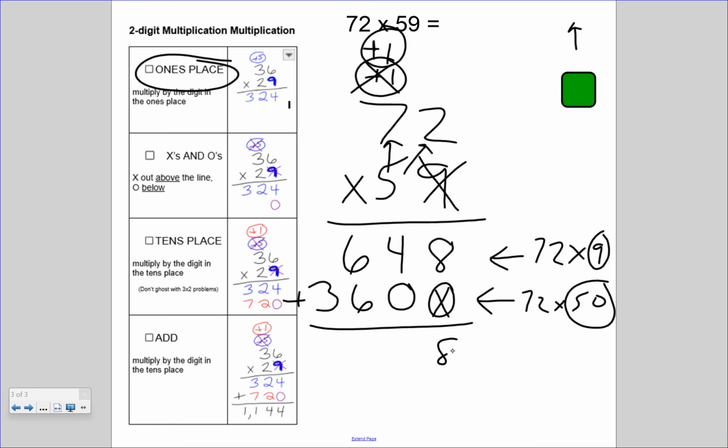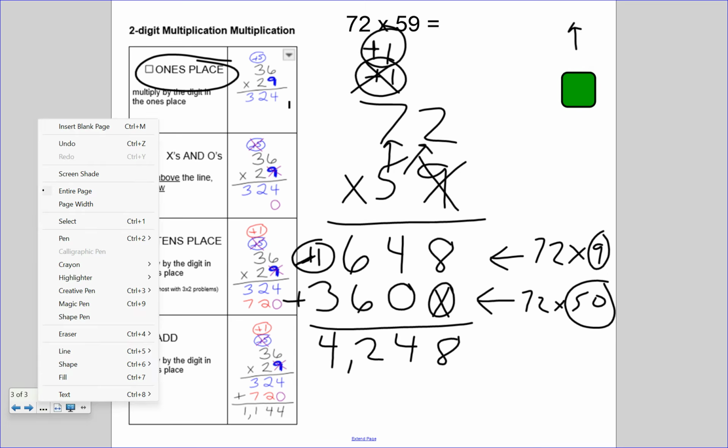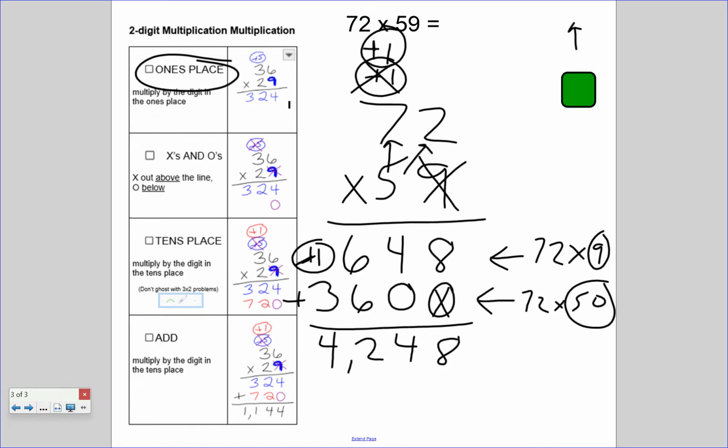8 plus 0 is 8. 4 plus 0 is 4. 6 plus 6 is 12. So I'm going to put the 2 down, carry the 1 directly next door in my addition problem. And then 3 plus 1 more is 4. And I get 4,248, which if I estimate, which is so fast, this is about 70.